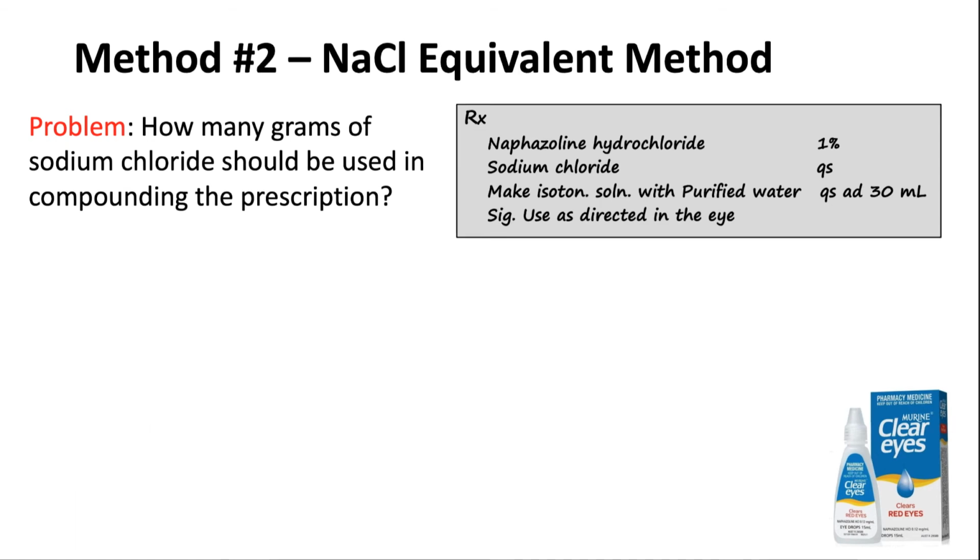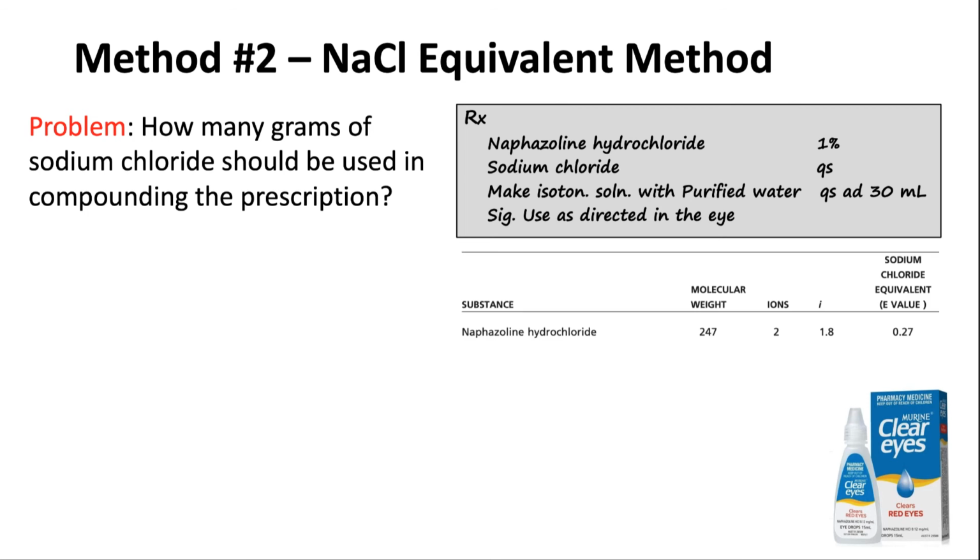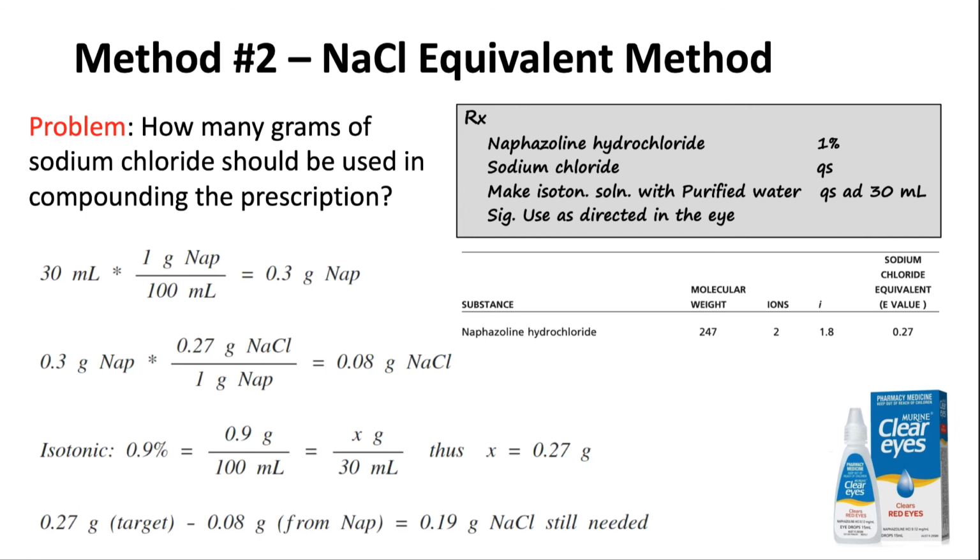All right, let's solve this same question now, but use the sodium chloride equivalent method. Like we did with the freezing point depression method, we need to go to our resources and find, in this case, our E value for naphthazoline. And we see that it is equal to 0.27. Unlike the freezing point depression method where we can do everything in percents until the end, here we need to start off by determining the actual weight of naphthazoline in our ophthalmic solution. So let's take our 30 milliliters times its concentration of 1 gram of naphthazoline for every 100 milliliters, since it's a 1% weight per volume.